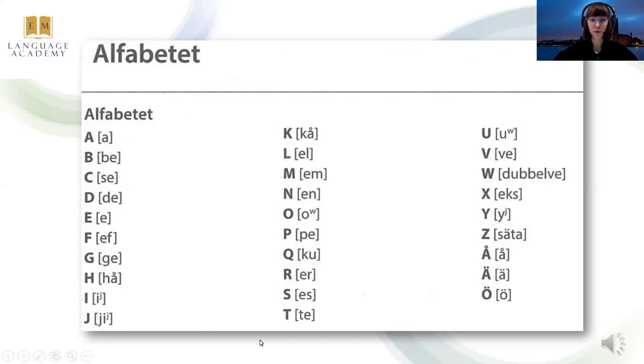Okay, let's move on to the second column, right? And we start with the letter K, and we pronounce it as "core". L.